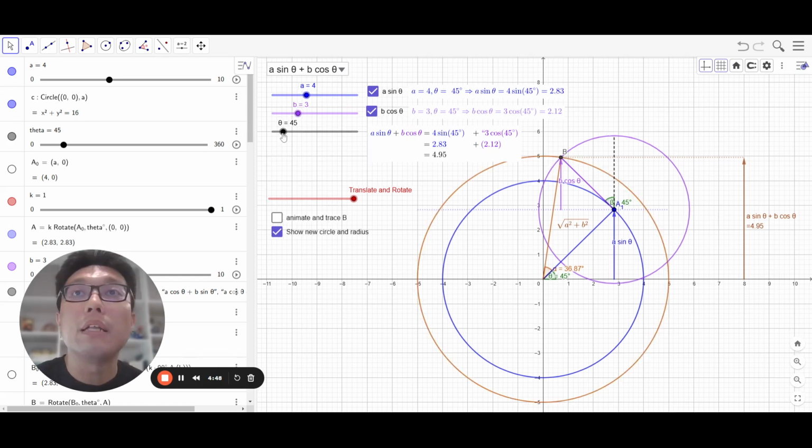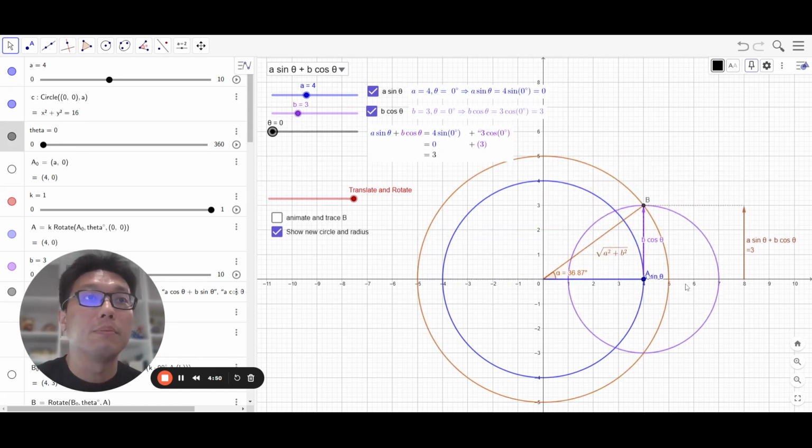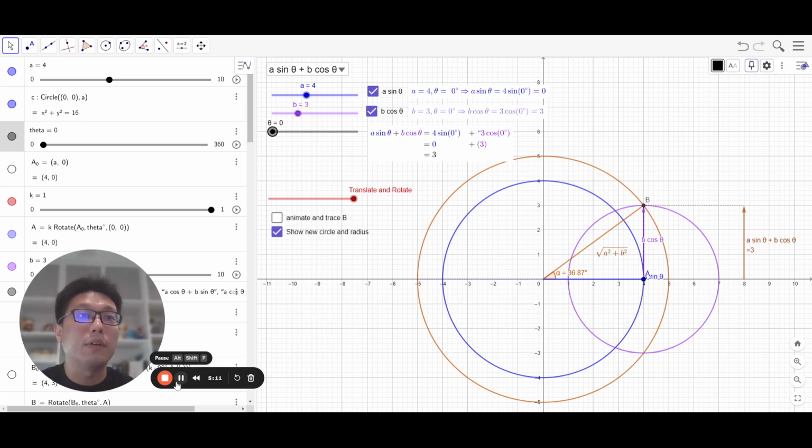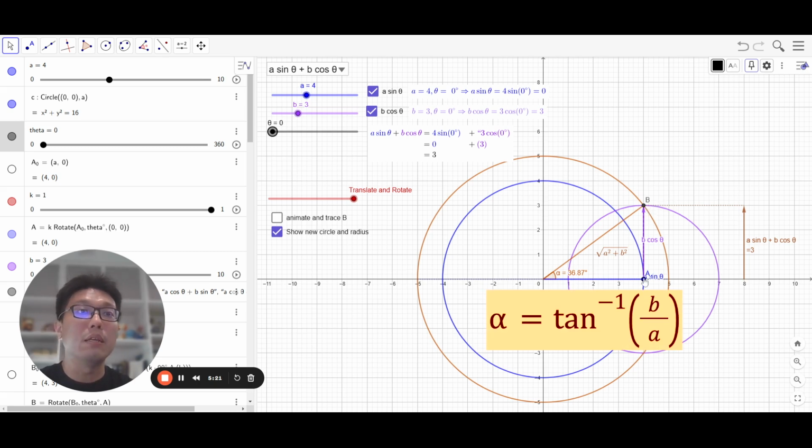What else do we have? If I bring it back to 0 degrees, point B is the new starting point of the tracing, where theta is 0 degrees. What do we then have? We have the alpha, which corresponds to the R formula, where we have to find that new alpha. With this alpha, it shifts the point B ahead by 36.87 degrees. And how do we get this 36.87 degrees? It is the tangent inverse of B over A.